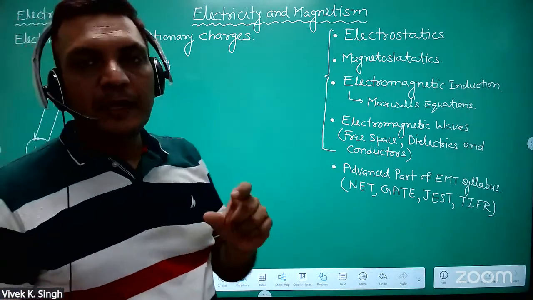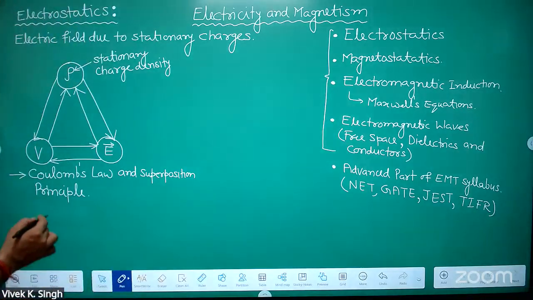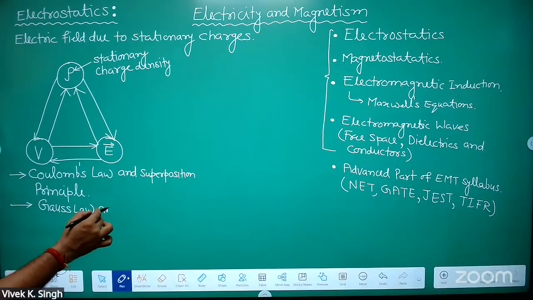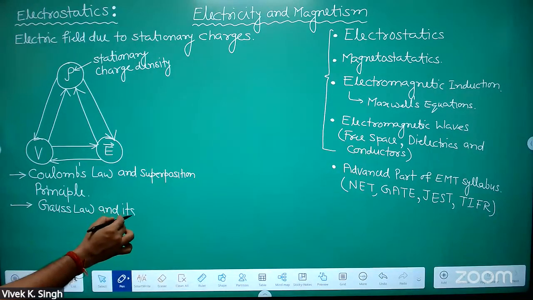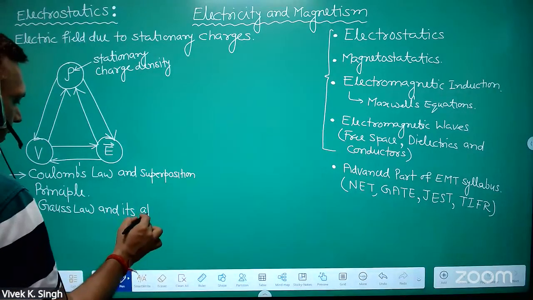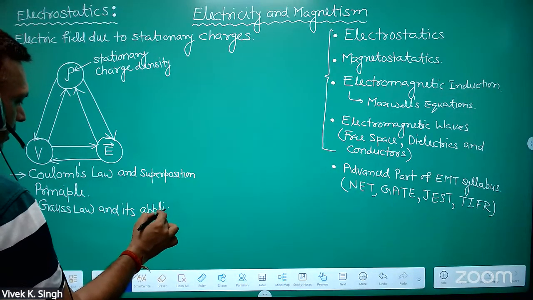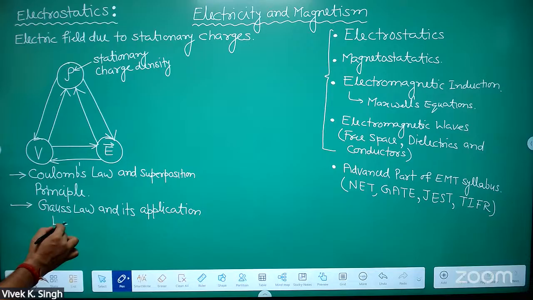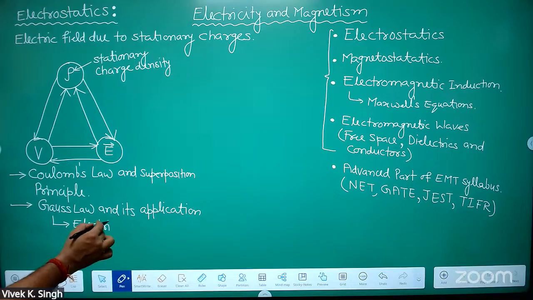And in certain symmetries only, we will find the electric field using Coulomb's law. Now, when there are three special symmetries like spherical, cylindrical, and planar, we will use Gauss law. So Gauss law and its applications. So next topic is Gauss law and its applications. In this, we will discuss the concept of electric flux.